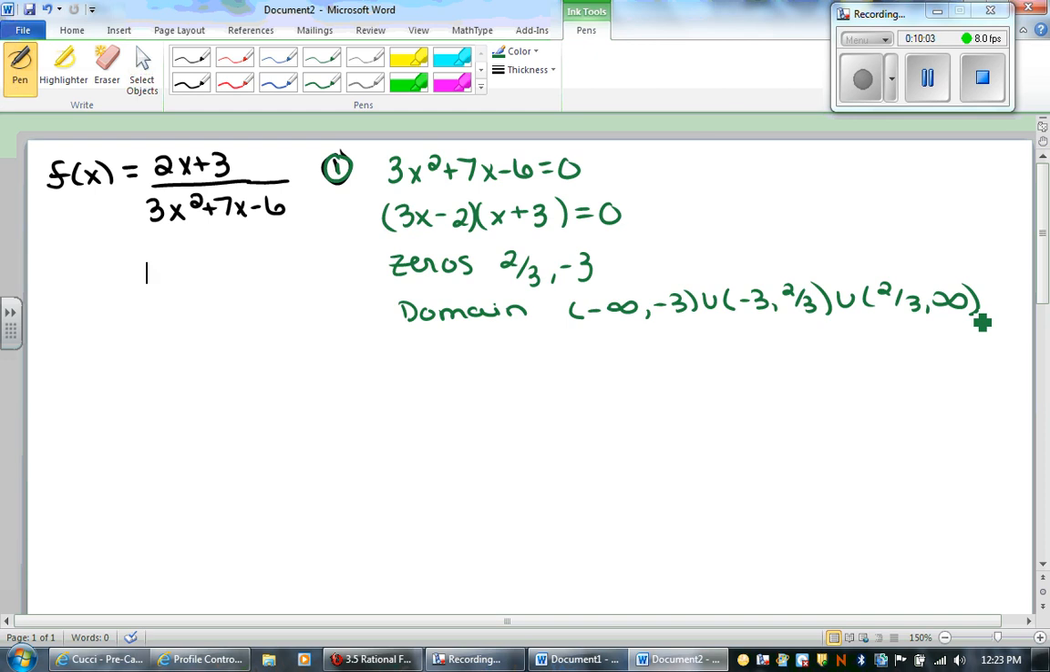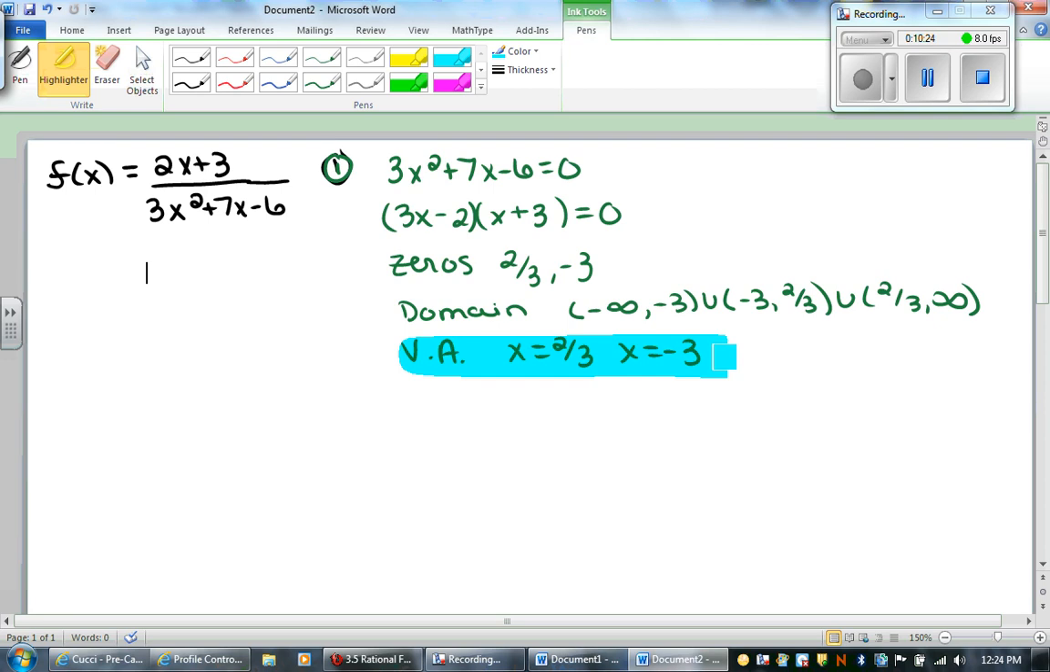So since neither 0 of the denominator is a 0 of the numerator, the graph is going to have a vertical asymptote at x equals 2/3 and x equals -3. So that's some important information, right? We just found some important information that we're going to use when we're graphing. Okay, vertical asymptotes. That's where the function is undefined. Okay, so that was step 1.